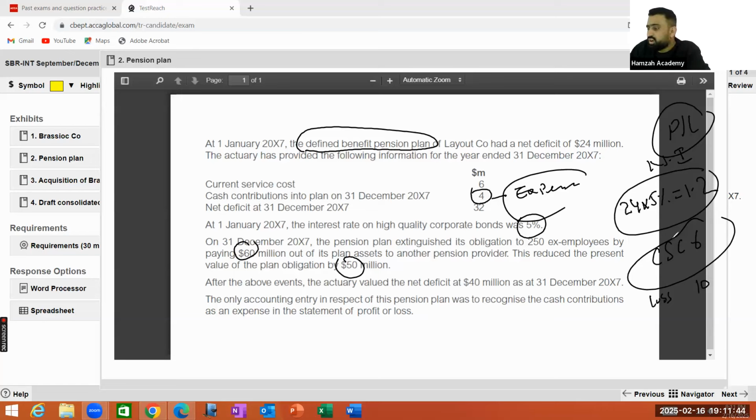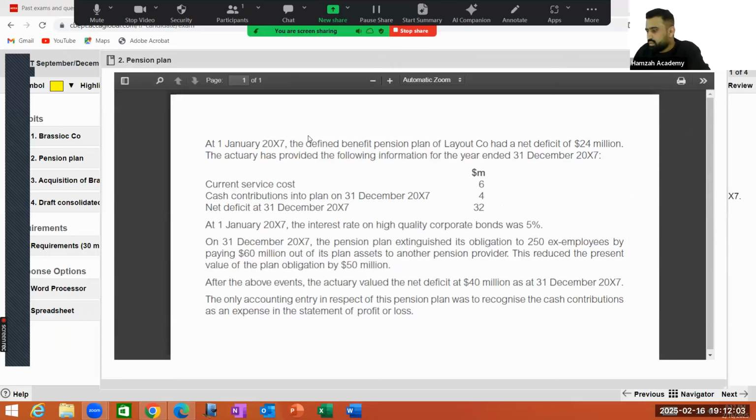Now, the current service cost, loss on settlement, or there is another thing which is past service cost, they are known as service components. And service components are recognized in profit and loss account. Now, if I do the proper recording now, so you have an opening value of liability.